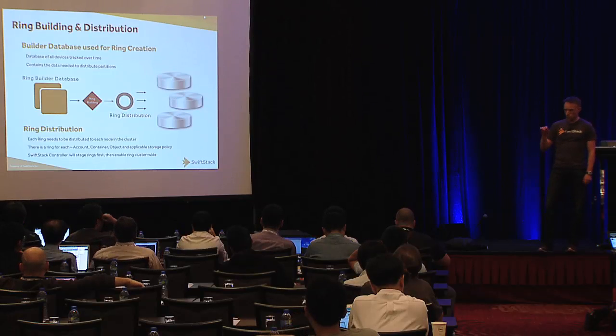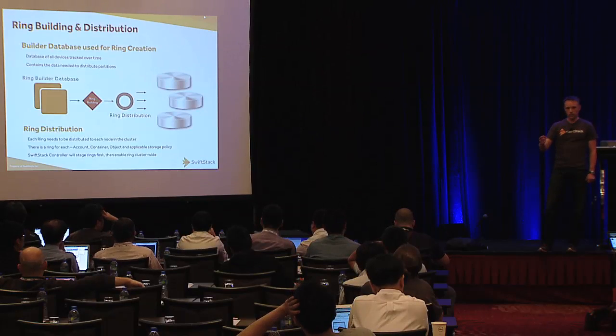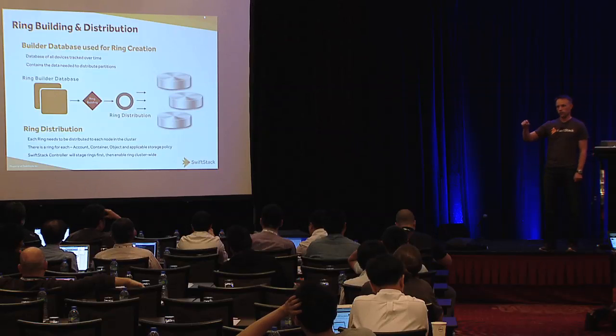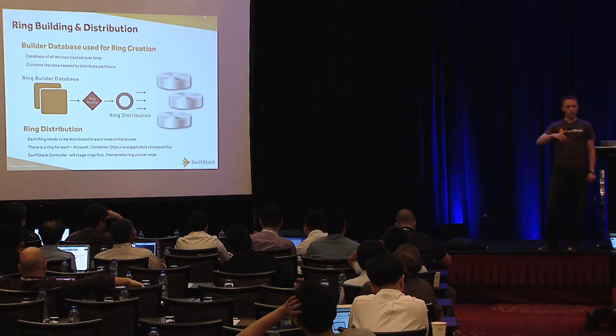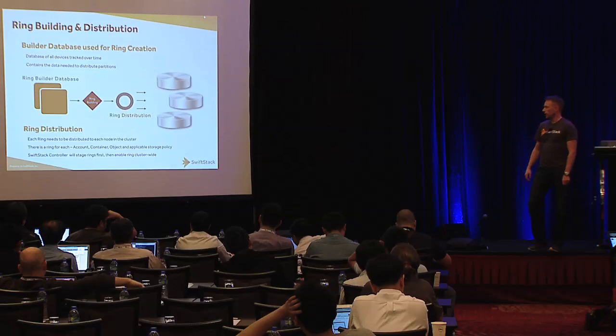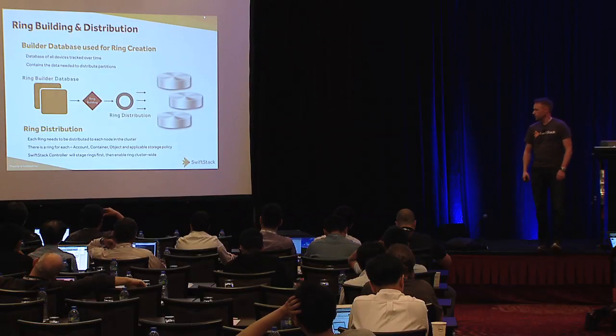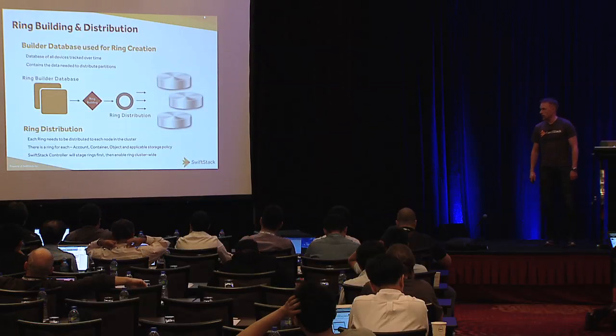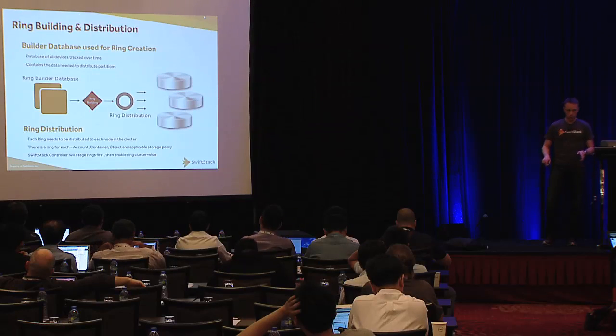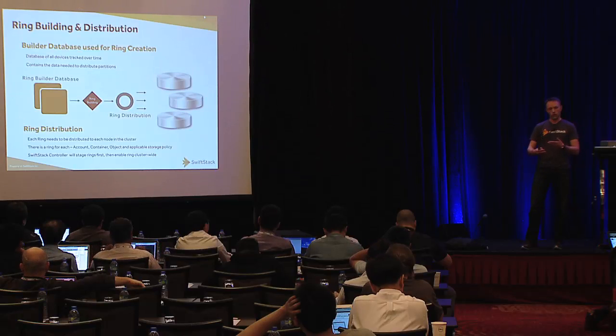So when the ring gets built, it gets pushed out to every single node and lives on every single node. And it gets checked so that that ring is the same on every single node out there. And like I mentioned earlier, there is a ring for the account, the container, and the object. In the first exercise we will do, you will notice that the ring gets deployed on the node.